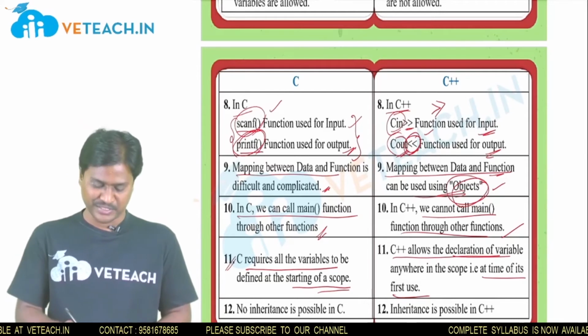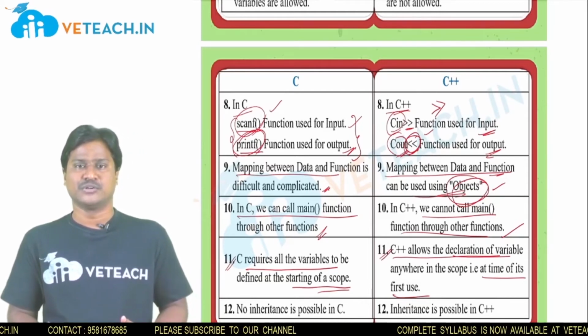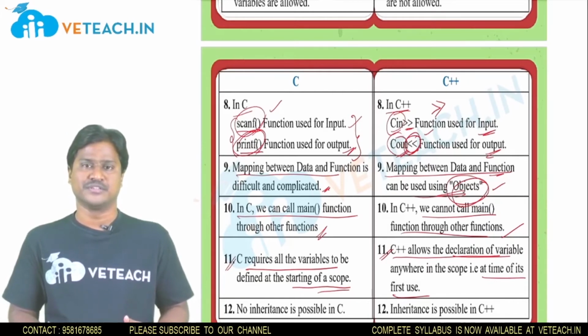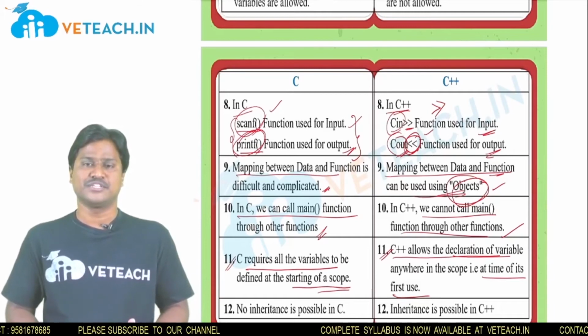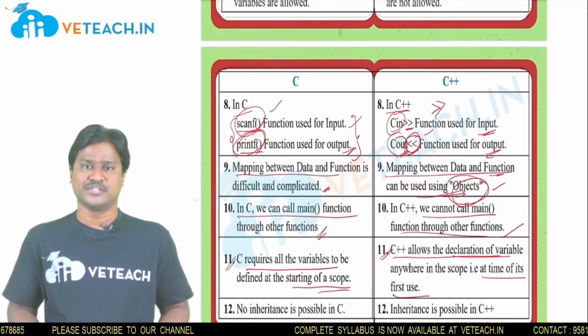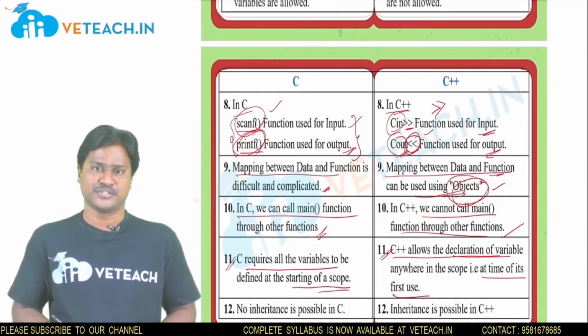This feature was added in C++ and is helpful for developers, so they do not have to remember in advance every variable they are going to use. Whenever they want to use a variable, they can just declare it anywhere in the program and use that variable as it is.